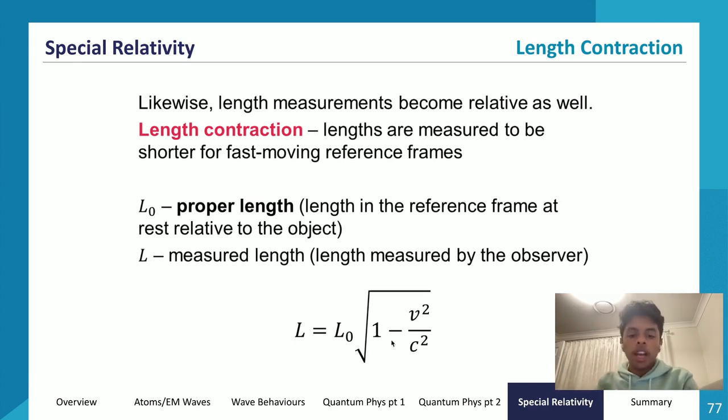So how do we express that? Well, instead of time being dilated, instead of time being greater, we now have length being contracted, so length being less. How do we show that? Well, we have L naught, which is proper length. This is the length in the reference frame at rest relative to the object. And we also have measured length, which is the length measured by the observer.